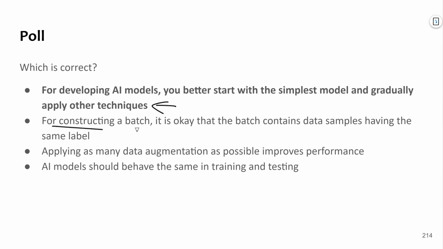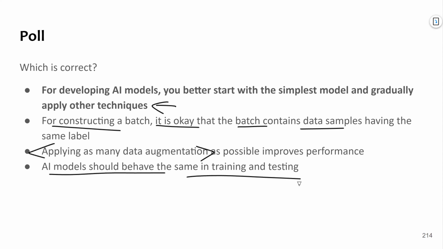And for constructing a batch, it is not okay that the batch contains data samples having the same label. We should change the distribution. And we should not apply too many data augmentations because that could spoil the semantics in the original image. And AI models should behave the same in the training and testing mode? No, they could be different. For example, batch norm mode.